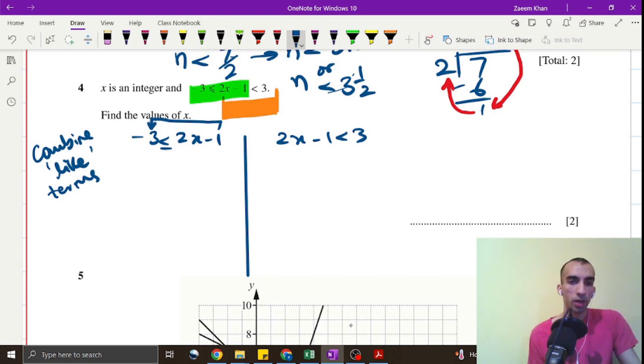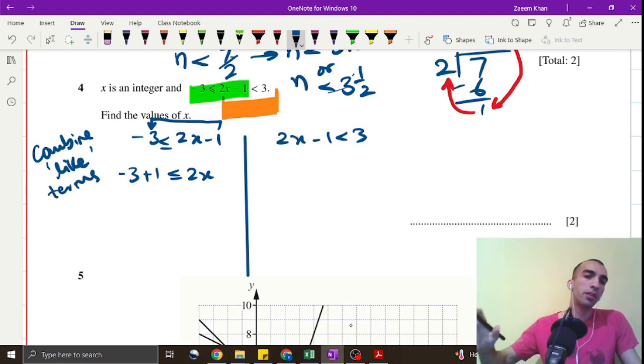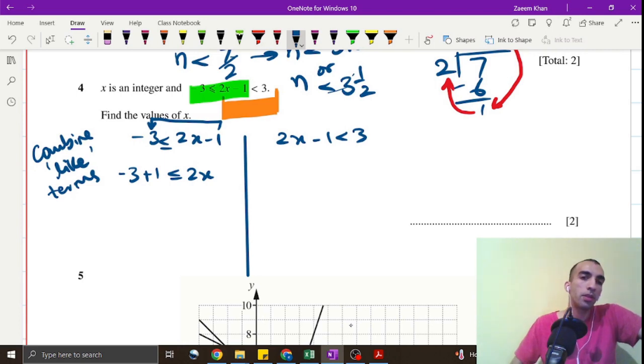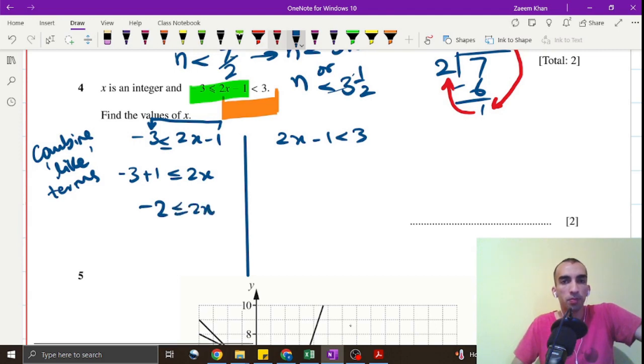So I'll try to take this negative 1 over there on the left hand side and add it to negative 3. So negative 3 plus 1 is less than equals to 2x. Because on the right hand side I'm just leaving the 2x, I'm bringing the negative 1 on the left hand side and adding it to negative 3. Now negative 3 plus 1 gives us negative 2, less than equals to 2x.